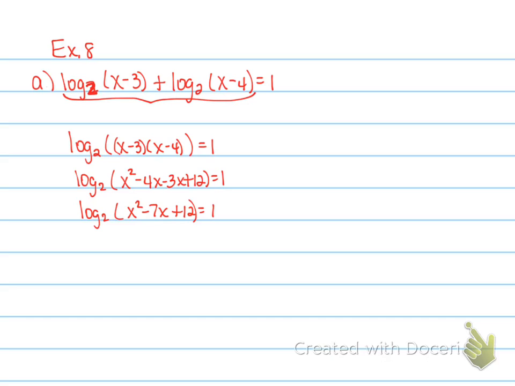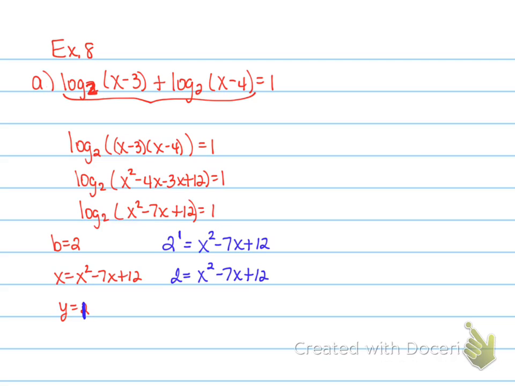Alright, but I can't do anything else right there, and I'm stuck in log form. But we know that our base is 2, our x is x squared minus 7x plus 12, and our y is 1. So when I go to set this up in exponential form, we have b to the y equals our x. 2 to the first is 2. And because we have x squared and x, we know we need this set equal to 0 so that we can solve it. So I got 0 is equal to x squared minus 7x plus 10.